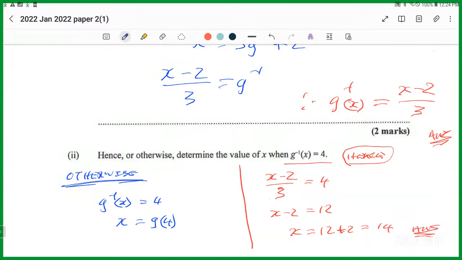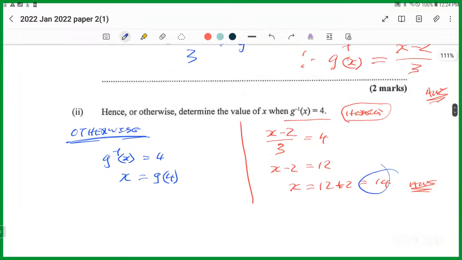If g to the minus 1 of x is equal to 4, it's almost like you take the g and put it on the 4. The inverse of g to the minus 1 is g. So to work out what the x is, we could work out g of 4. We work out g of 4 now, and we get the same 14 here, so let's prove it.